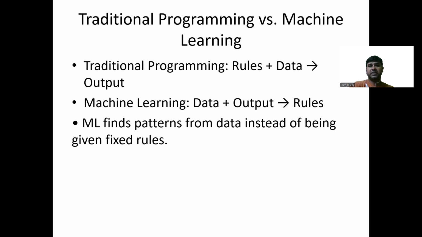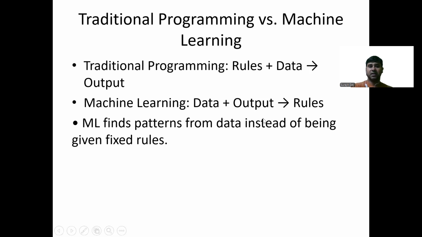Now, if I compare traditional programming and machine learning, in traditional programming we are applying rules in the form of syntax, based on your data, based on your inputs, and it produces an output. In machine learning, we have the data and we know the output. Based on this data and output, we get the rules, the interpretations. This is the difference between traditional programming and machine learning.